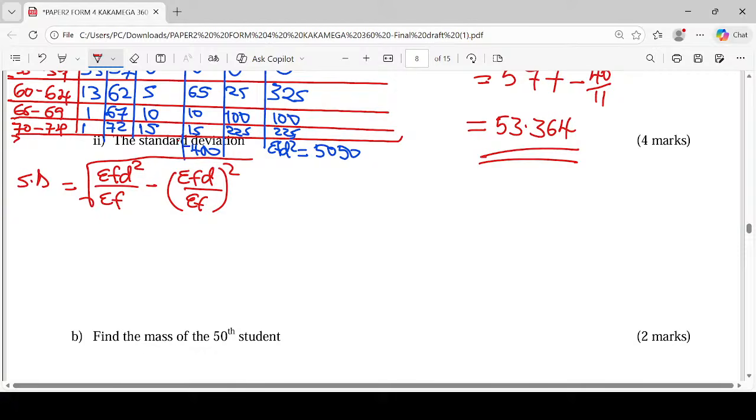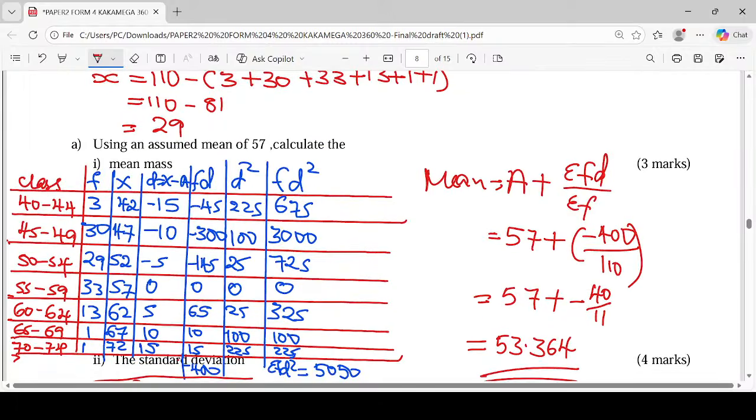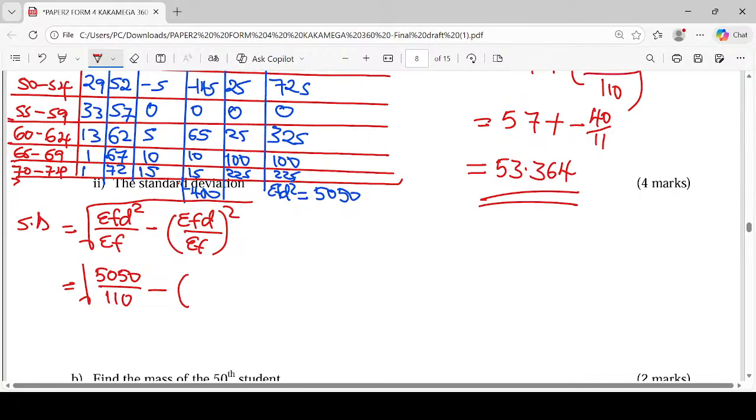So let's now just do the substitution. We are now going to have the square root of summation of FD squared, which we found as 5050. So we're going to put here 5050 over summation of F, which is 110, minus, look at this part. This is where learners make mistakes. Summation of FD over summation of F, then you square. The column for FD summed up to negative 400. So this is negative 400 over summation of F, which is 110. This is what is being squared, but all are in a square root.